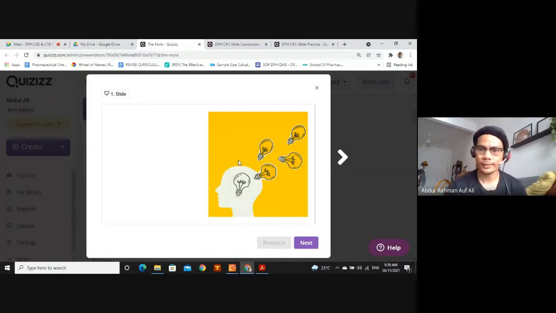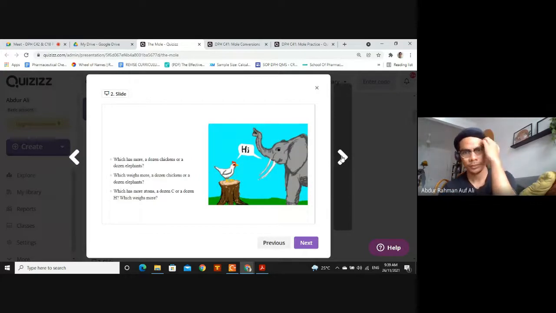Okay, so what is the mole? Before we get into what exactly the mole is, I want you to look at this slide and answer the question. Ask yourself and answer this question. First question: which has more, a dozen chickens or a dozen elephants? Which one has the larger number, 1 dozen chickens or 1 dozen elephants?